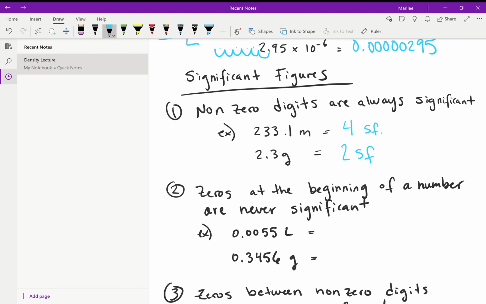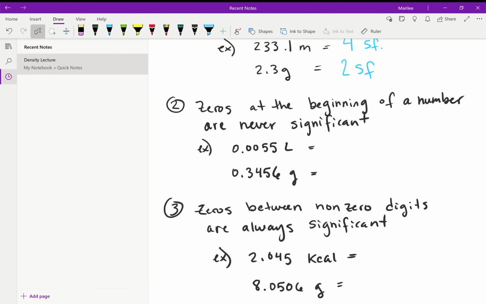Our second rule says that zeros at the beginning of a number are never significant. So that means here we have 0.0055. All these zeros are not significant. So how many significant figures do we have here? 2. It's the 2 non-zeros right here. Next example, we have 0.3456 grams. This 0 is the beginning of a number, therefore it's never significant. Now we have 1, 2, 3, 4 significant figures.